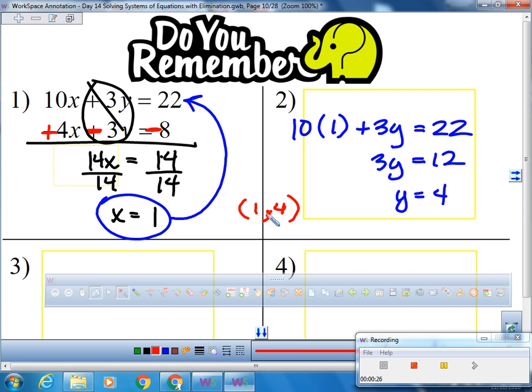1, 4. What does that tell me? That's the intersection of my two lines, right? That's my solution.